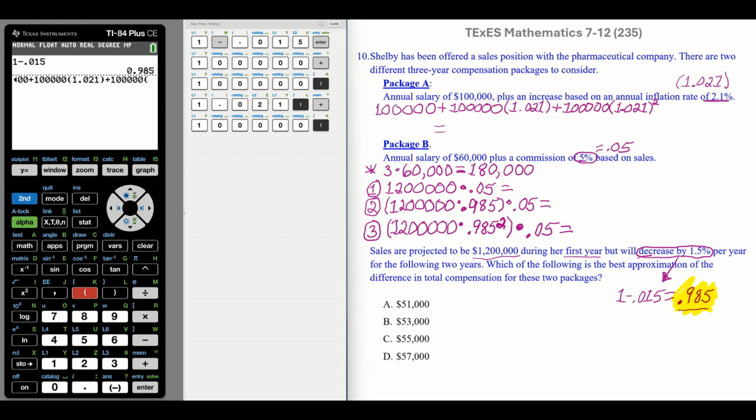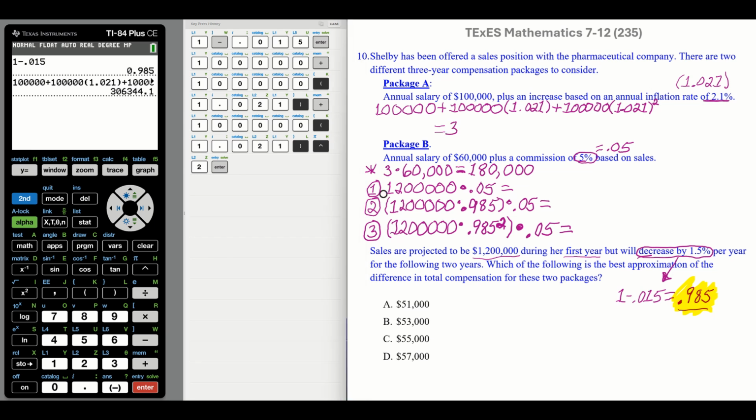Okay, times 1.010. Remember, it's to the second power. I did carry it up; you could have pushed the x squared over here. Either way, same thing. Let's push enter. And it is correct. Oh, thank goodness. Okay, it's a lot to keep up with.